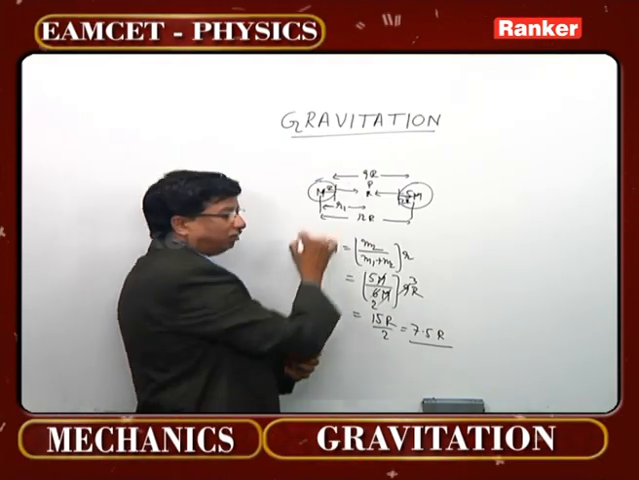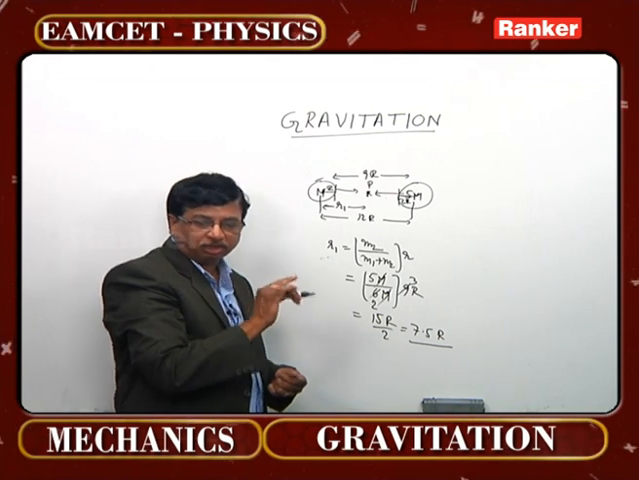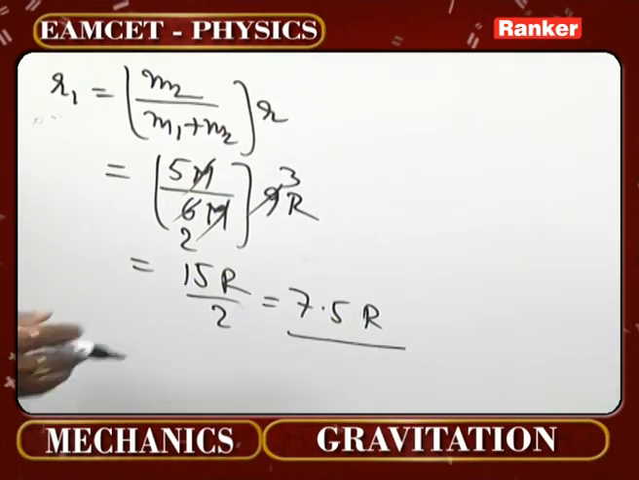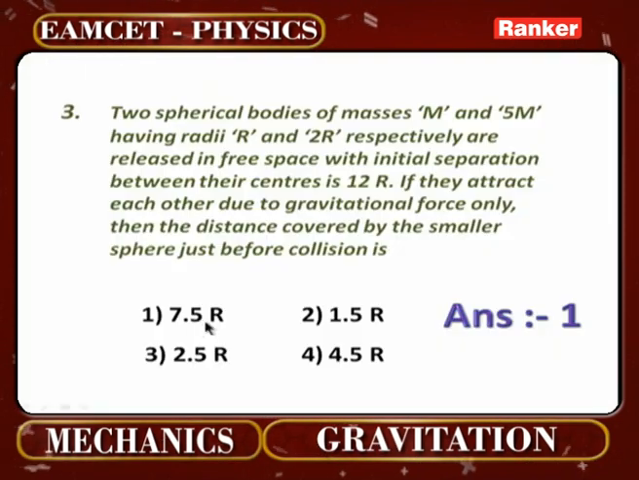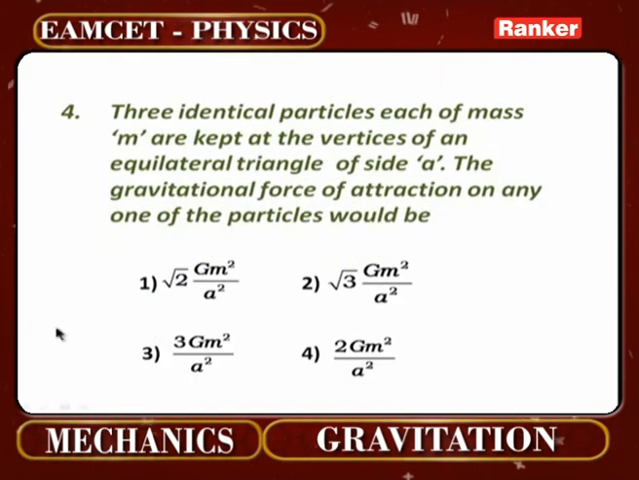What is the distance travelled by the smaller sphere? That is the question asked. So look at that one. The first option is exactly tallying with this number. 7.5r will now be the distance travelled by the smaller sphere before these two bodies are colliding with one another. That is the concept. Now check the next question please. That is question number 4.